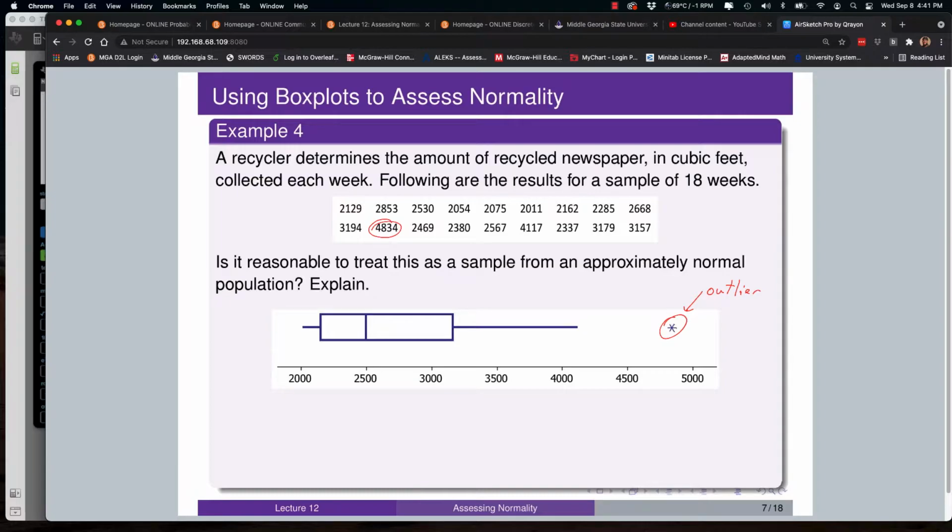So can we treat this sample as coming from an approximately normal population? No. And the only reason you need here is because it contains an outlier. Now, what if you had a box plot that looked kind of like this?